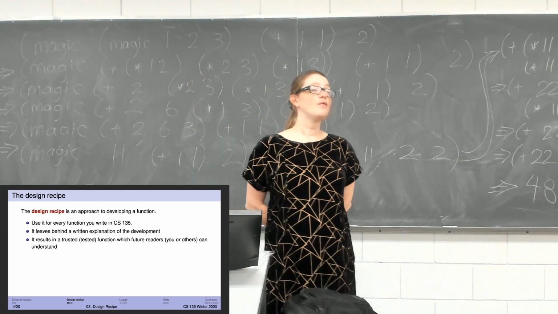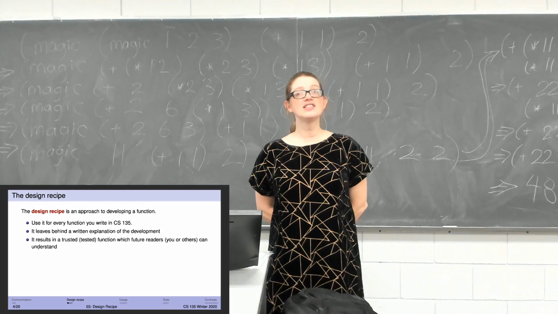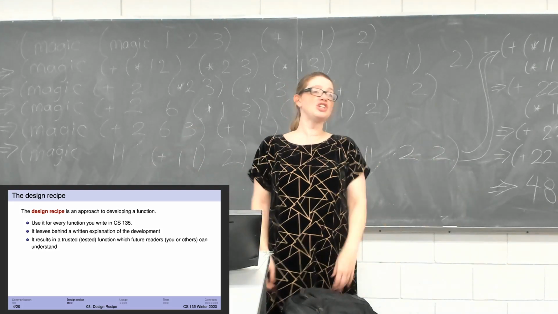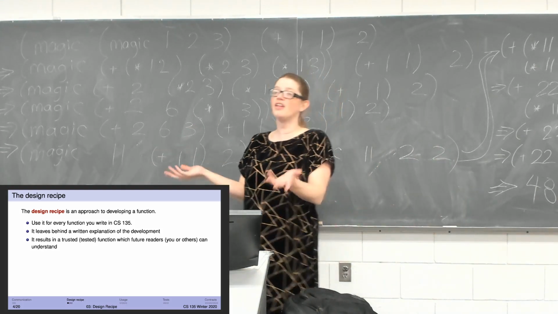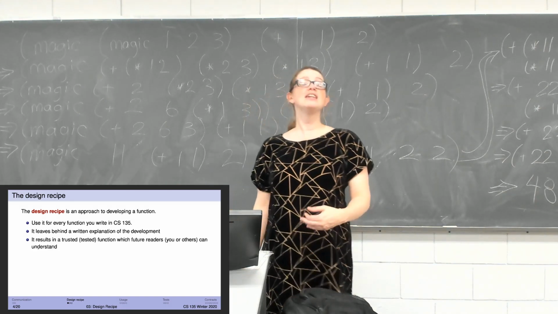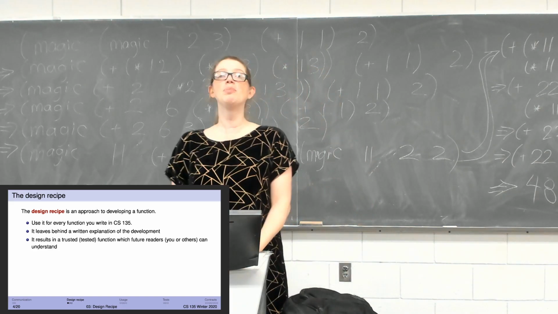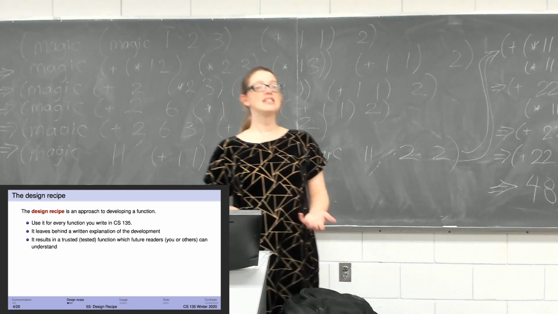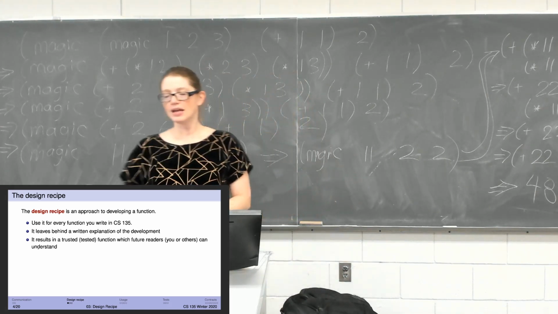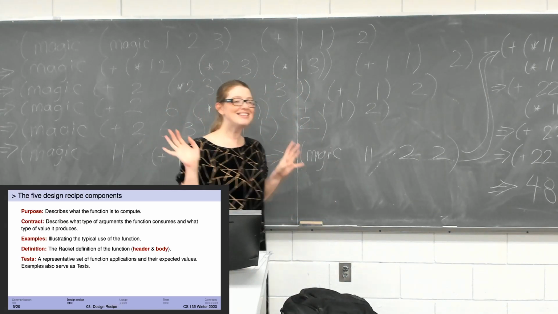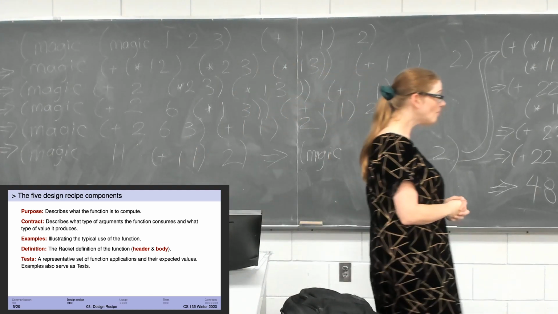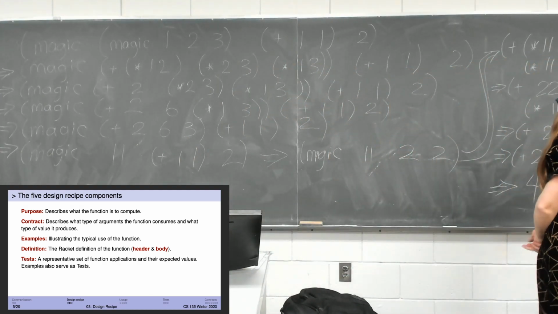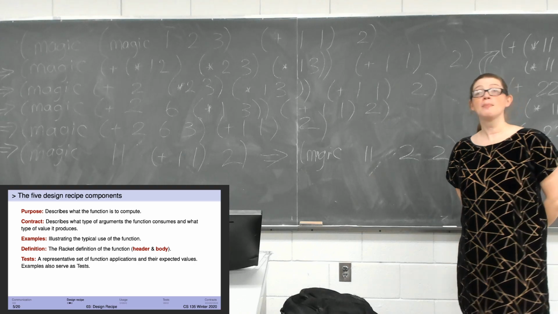Not just from the perspective of, oh yes, it's good because look at all the documentation, I could show this to a potential employer and they'll like it. No, it's good for you because it's good for you to write readable code. The design recipe is going to make it readable. So, what is in this design recipe? There are 5 components. The first component is the purpose.